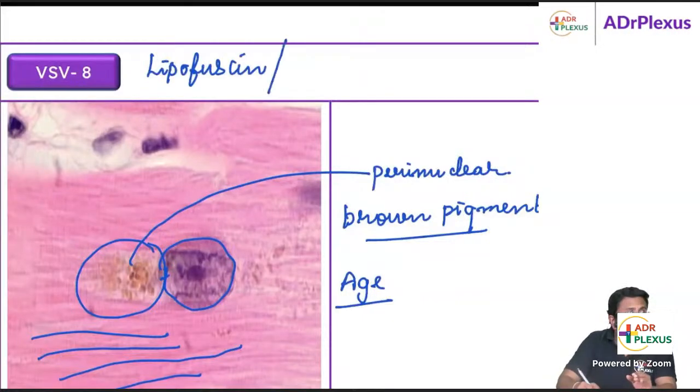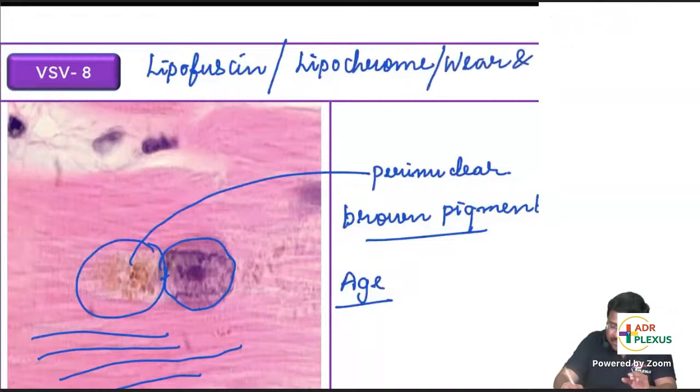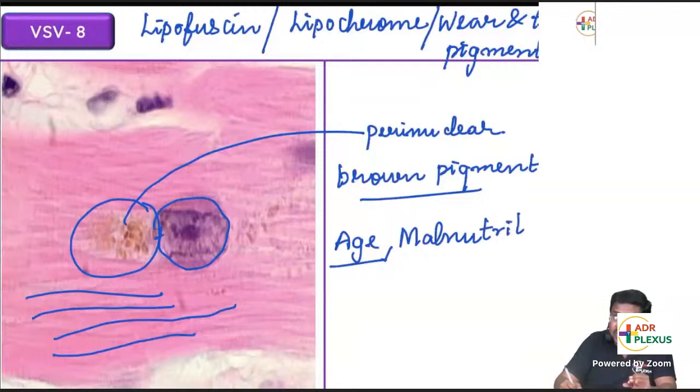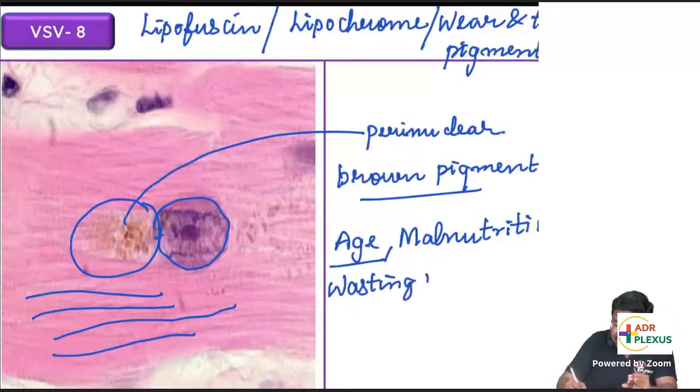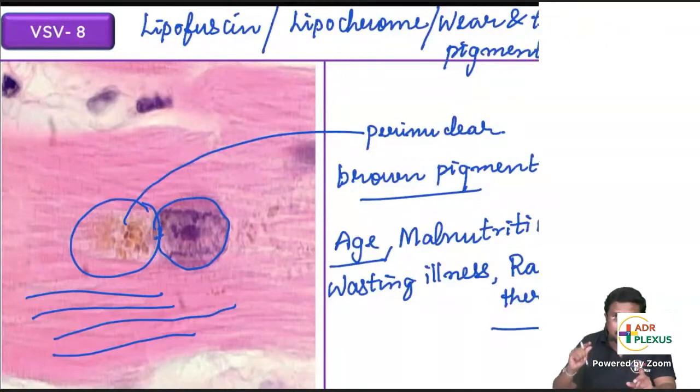pigment. Okay. What is the other name for the lipofuscin pigment? Lipochrome pigment. Other name, wear and tear pigment. Then only aging? No. It can also be seen in malnutrition. In case of malnutrition, you also get this lipofuscin pigment. Wasting illness. Okay. Any wasting illness, after radiotherapy. So in all these conditions you can get this lipofuscin pigment, which is actually in the perinuclear location.